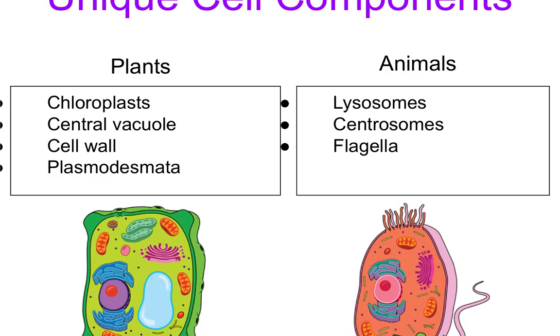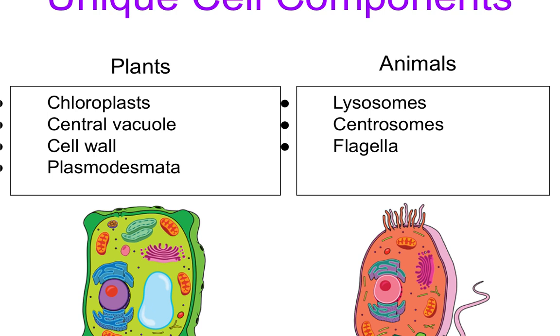So cells have unique components, and we have plant cells that have very specialized organelles that belong to just plants, chloroplast, a large central vacuole. They also have cell walls, and plasmodesmata, which are these pores that are within the external membrane that allow cell-to-cell communication.